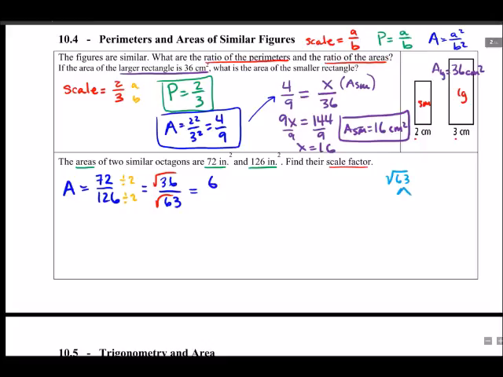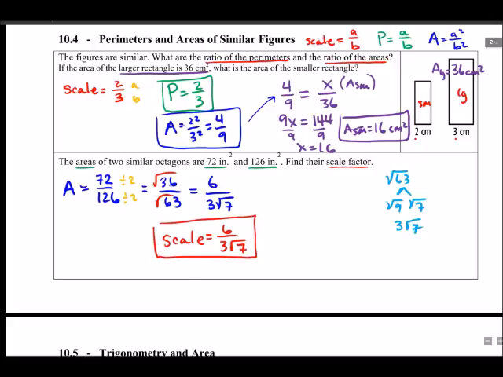63. What goes into 63? 9 does. 9 and 7. So we end up with 3 square root 7. So that is 6 to 3 square root 7. So that makes scale 6 to 3 square root 7. And we could fix our denominator if we want to. It doesn't really matter so much on ratios because we are comparing two lengths. We could turn it into decimals if we really wanted to.